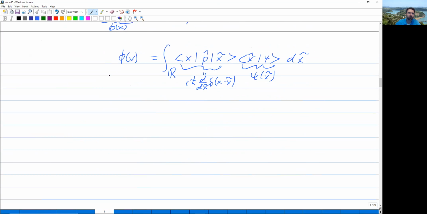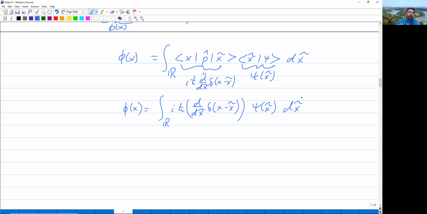All right, so what do we have? We have phi of x equal to the integral over R of i h bar d by dx tilde delta of x minus x tilde, whatever that function is, times psi of x tilde dx tilde. And now comes into play what I mentioned earlier about what the derivative of the Dirac delta is. You see, here we have the derivative of a function, or a distribution technically, and here we have a function.